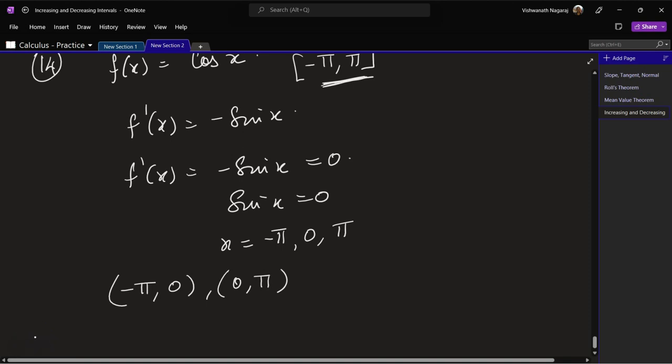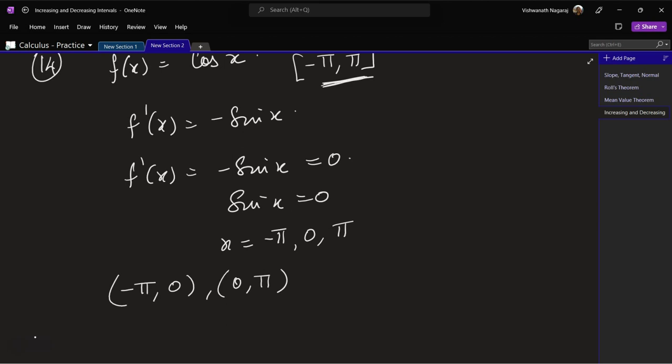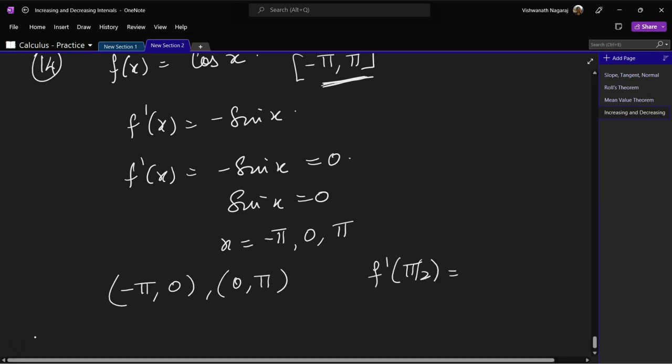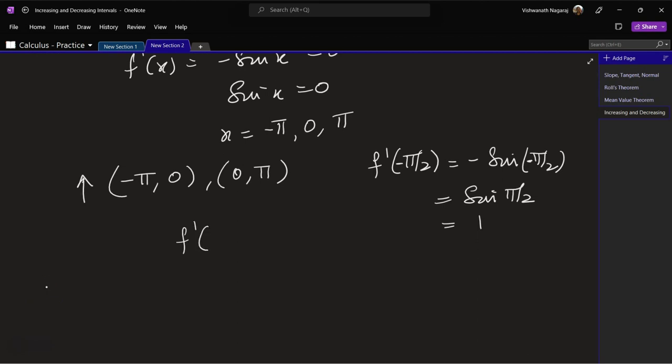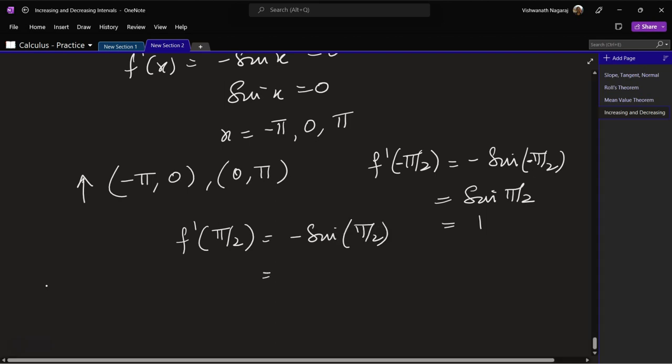Okay. Now, what will be the nature of these intervals? So let's take minus pi to 0. Let's take an in-between value. So f prime of minus pi by 2, let's say, is going to be minus sine of minus pi by 2. Now this gives us sine pi by 2, and sine pi by 2 is 1. So that means it is going to be increasing. Okay, now let's look at f prime of pi by 2, which gives us minus sine pi by 2, which gives us minus 1. That means it is going to be descending.